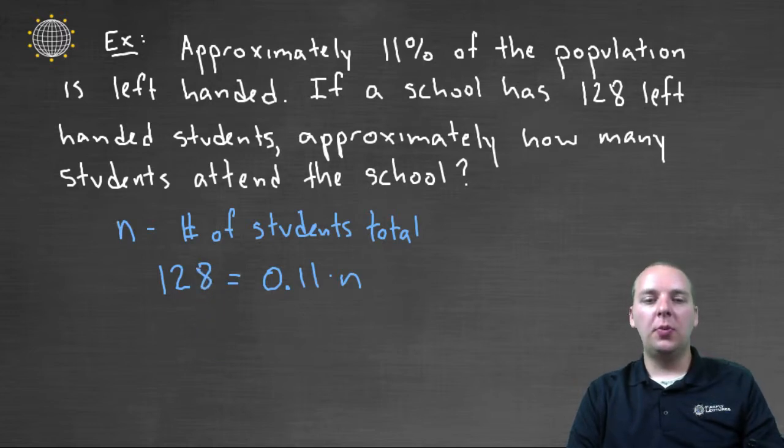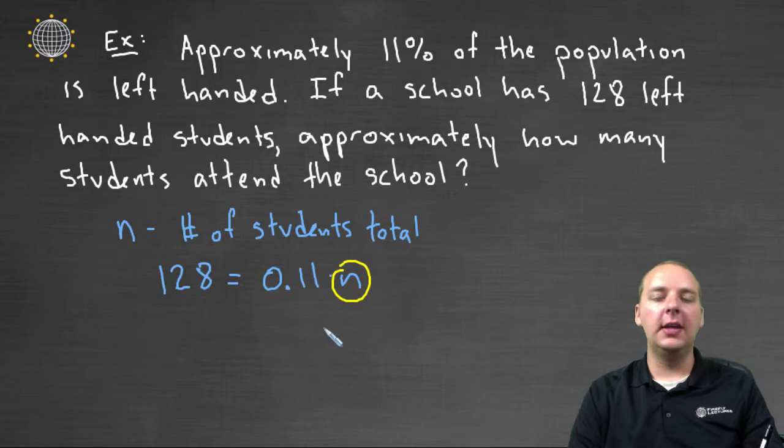So let's read through this one more time just to make sure it sounds right. So we have 128 left-handed students, we know, and then 11% of the total student body is left-handed, which is represented on the right-hand side. So these are in fact equal, so all we have to do now is solve for the n.